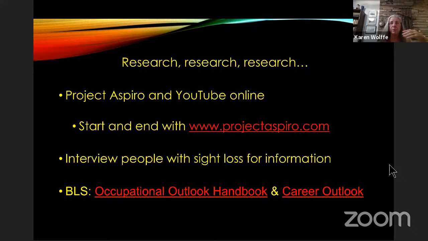And on this slide, I give you some very specific ideas, including, of course, Project Aspiro, which I think is one of the outstanding websites available online, particularly for people who are blind or have vision impairment, who are in the process of trying to decide what they want to be when they grow up, how to make success in their lives, et cetera, et cetera. So Project Aspiro has some wonderful stories about blindness and visual impairment and how to do the things you want to do, as well as content.